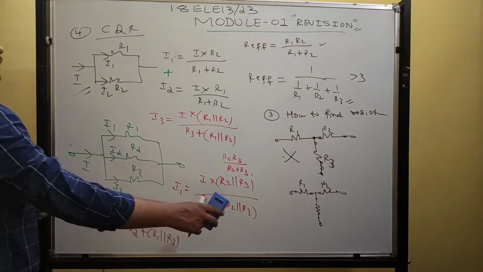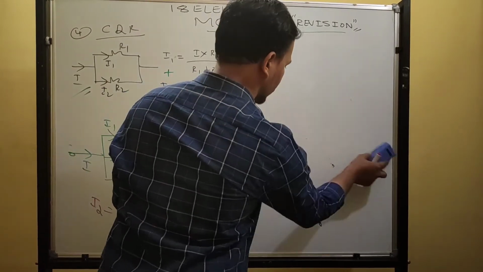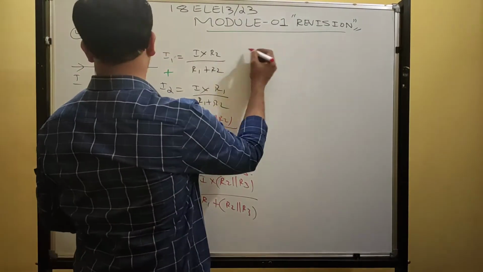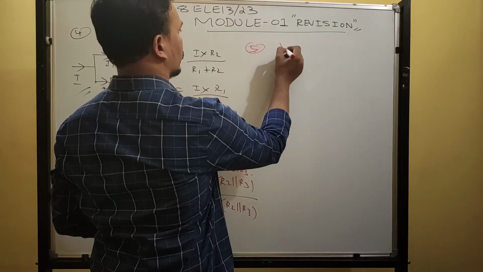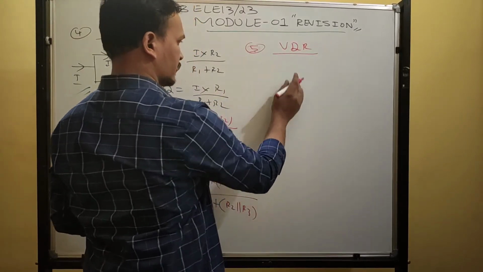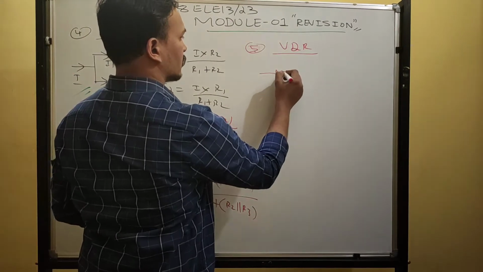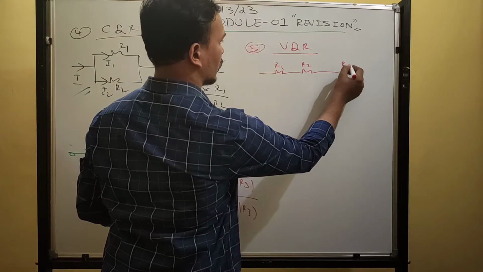Okay, fine. The next is the voltage division rule. In my regular videos I explained it in detail, but from an exam point of view, this much is sufficient. So 5, VDR, voltage division rule. Let's take one example. Three resistors are connected in series, let's say R1, R2 and R3.